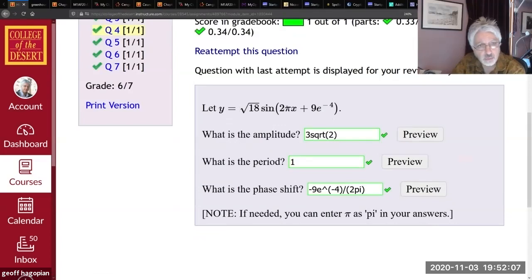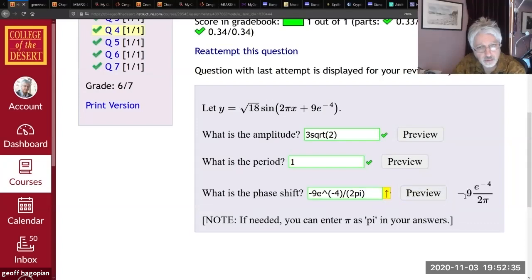3 root 2. I just simplified the square root of 18. There's a factor of 9, which is a perfect square there, which you can factor out. 9 times 2 is 18. So you factor out the square root of 9 is 3, right? The period is 2 pi over 2 pi. That's 1. And then we talked about how you have to factor out the 2 pi here. And so you get, yeah, negative 9 e to the negative 4 over 2 pi.